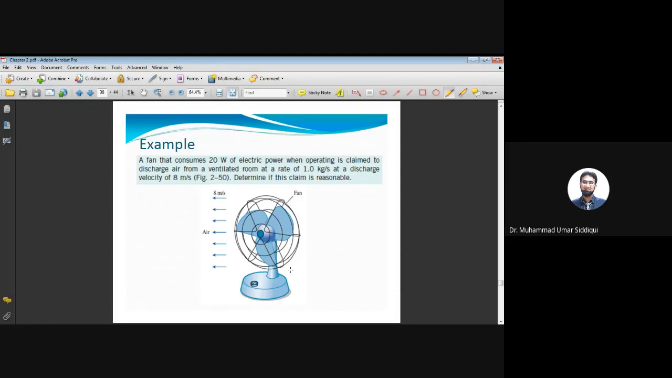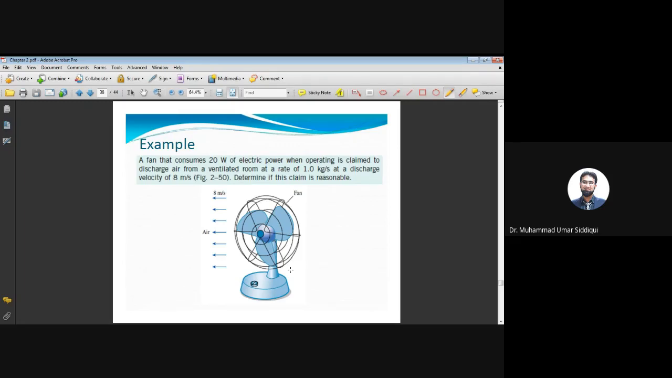A fan that consumes 20 watts of electric power when operating is claimed to discharge air from a ventilated room at a rate of 1 kg per second at a discharge velocity of 8 meters per second. Determine if this claim is reasonable.